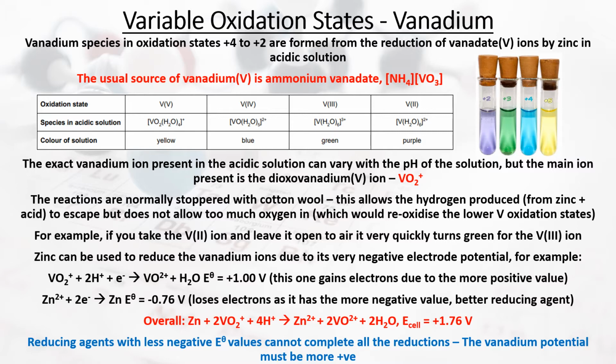So there are other metals. For example, you can get some of the earlier ones reduced using tin in acid solution. But the later ones, tin just simply doesn't have a negative enough electrode potential. There comes a point where the tin has the more positive, and the vanadium has the more negative, which is the wrong way round. We always want our vanadium potential to be more positive than the other.